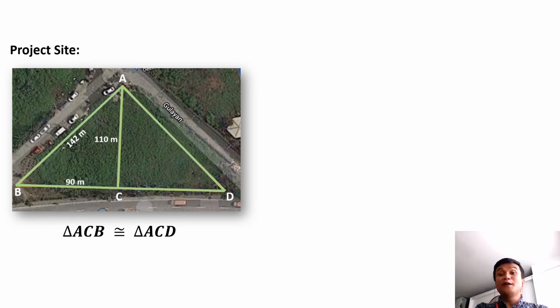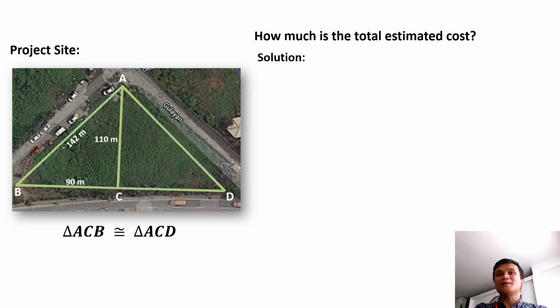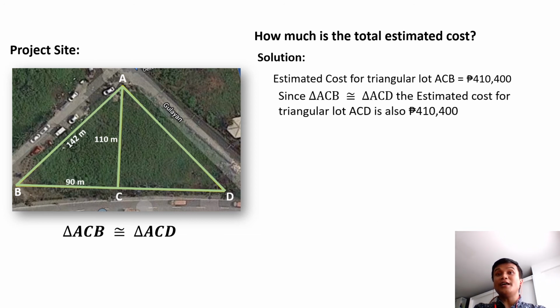Now that we have the fencing cost for triangle ACB, how much is the total estimated cost for this project? For our solution, the estimated cost for triangular lot ACB is 410,400. Since triangle ACB is congruent to triangle ACD, the estimated cost for triangular lot ACD is also 410,400. So, how much is the total estimated fencing cost of the project?